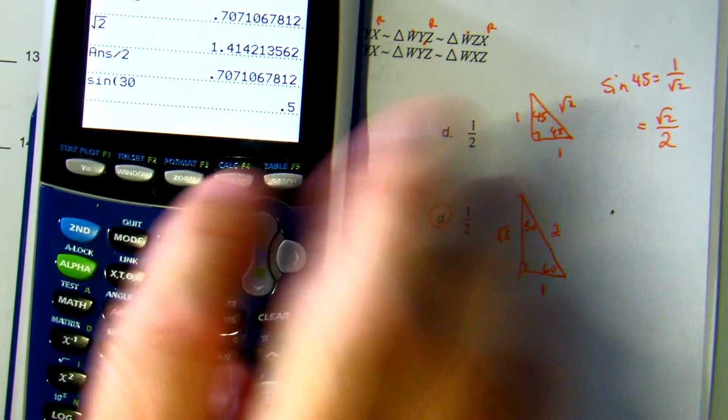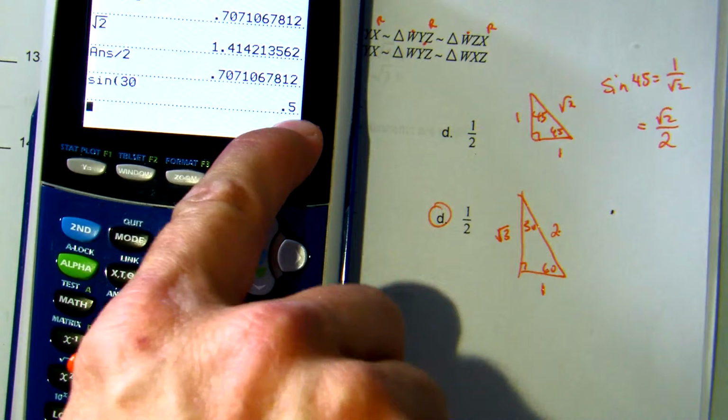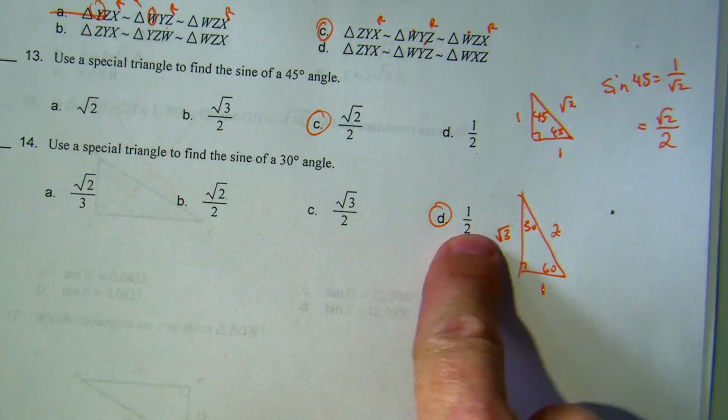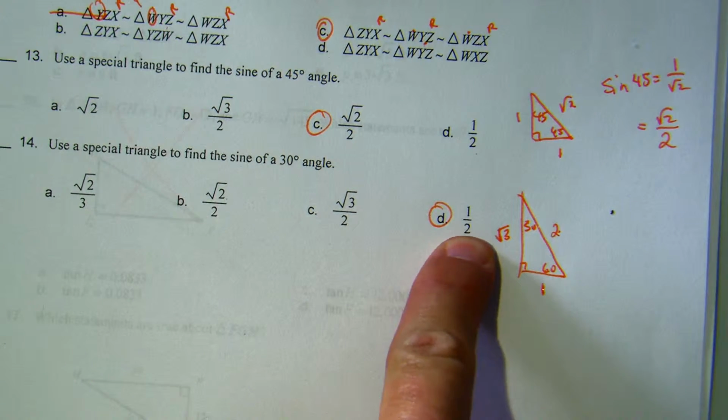But anyway, sine of 30 is half, 0.5. Well, which answer is half? Oh, that one. Okay, let's move on to the next questions.